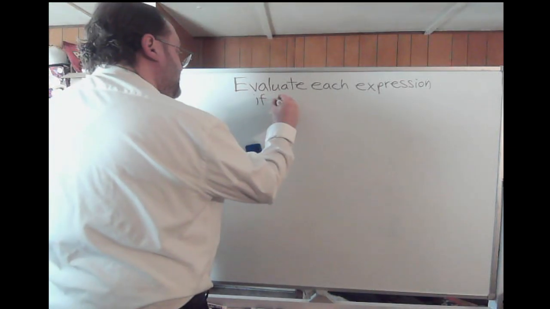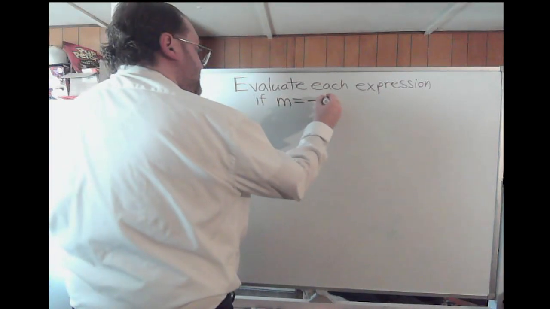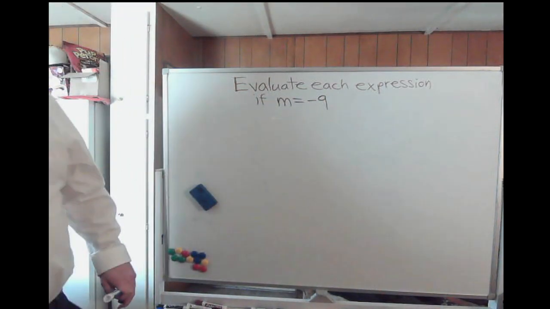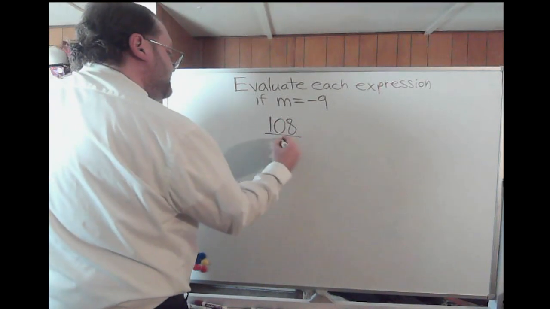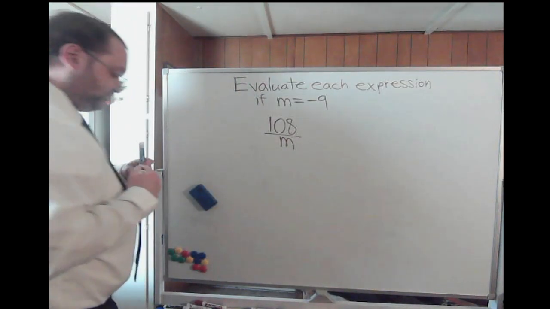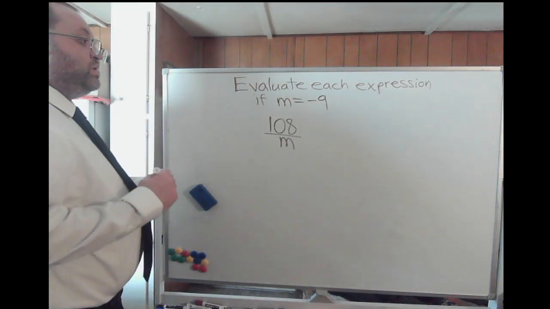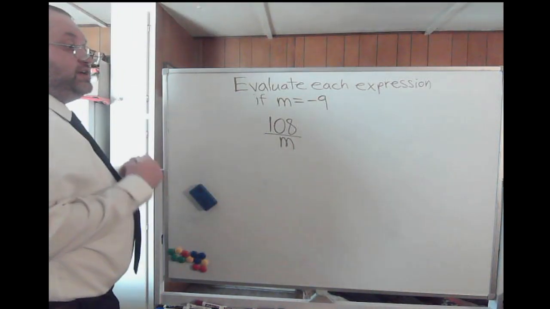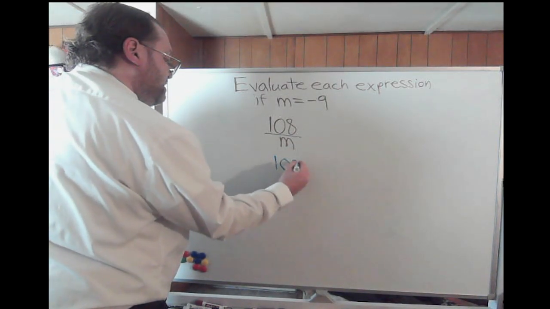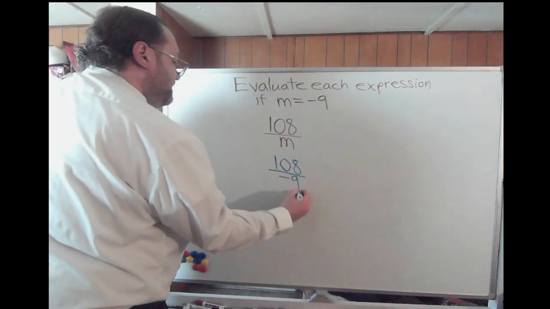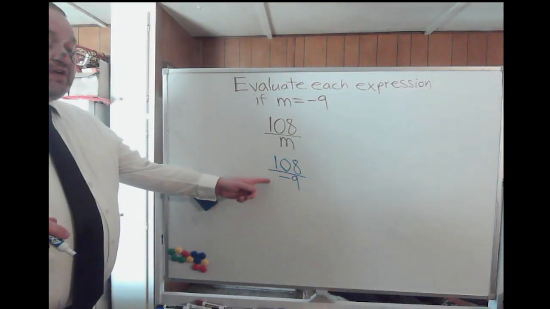Let's see, if m equals -9. So we've got an equation where m is going to equal -9. You will have 108 divided by m. So we've got to solve the expression of 108 divided by m. Well, they tell you m equals -9, so all you've got to do is stick in -9 where you see m. So you would get 108 divided by -9.